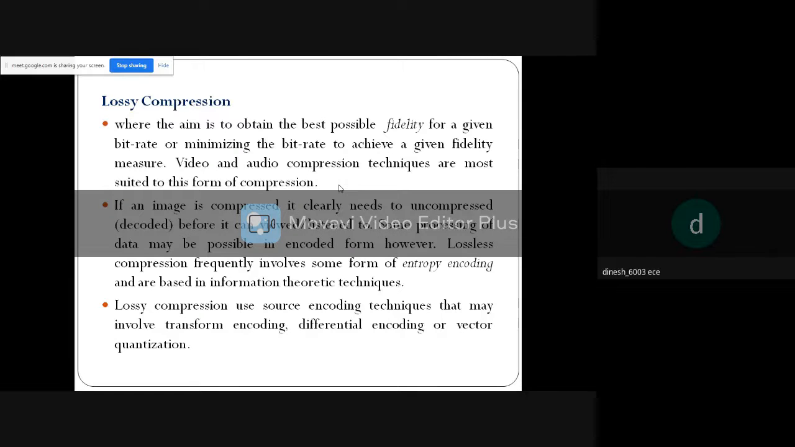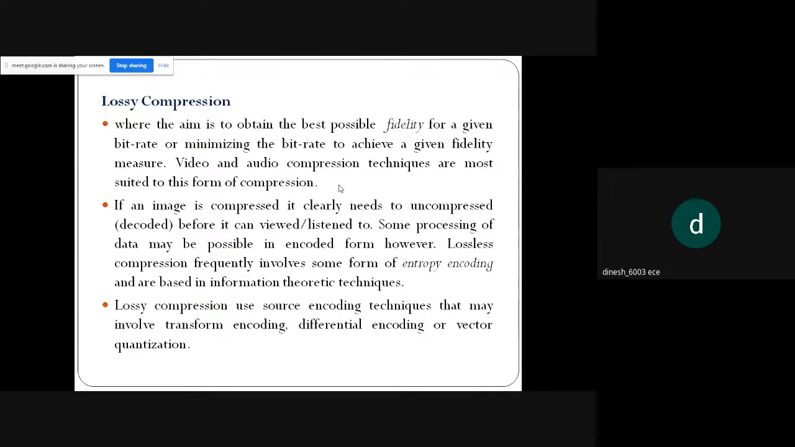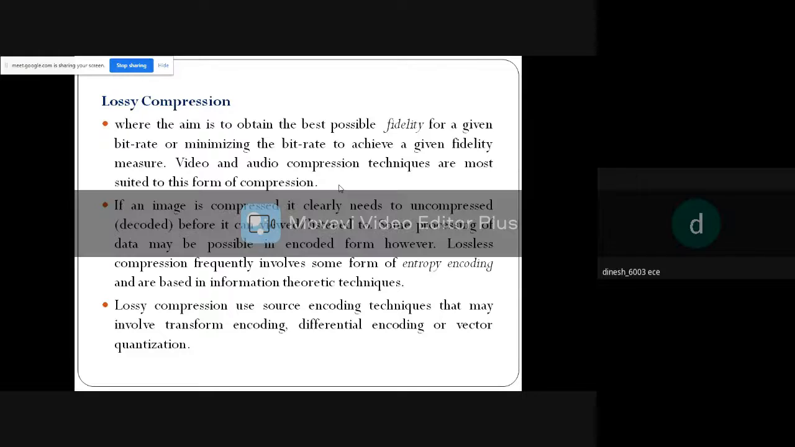In lossy compression, the aim is to obtain the best possible fidelity for a given bitrate, or minimizing bitrate to achieve a given fidelity measure. So the audio and video compression techniques are most suited to this form of compression. If an image is compressed, it clearly needs to be uncompressed so it can be viewed or listened to. Some of the processing of data can be possible in the encoded form, however.